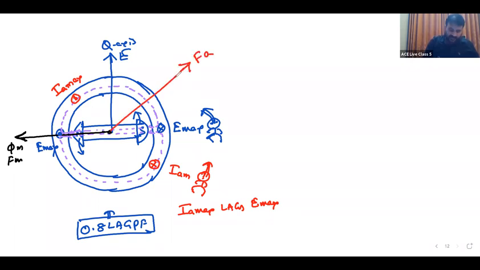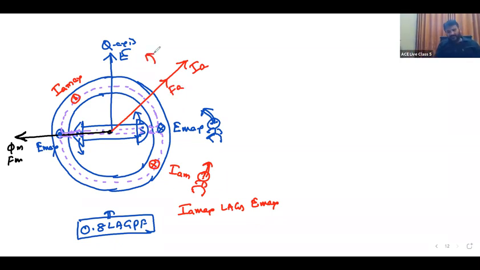FA and also IA. This is FA and IA. This is IA. This is also FA. Current lagging, no? IA lags the V. It's a current phasor. Current phasor, lagging. Current lags the voltage with some angle.